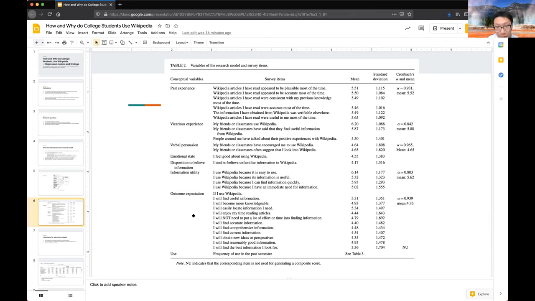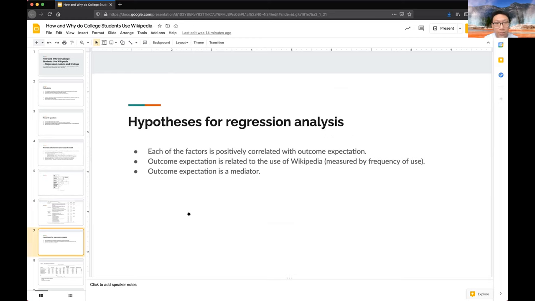And for the outcome expectation, which they thought of as a mediator, they also have a bunch of questions, which they use to measure this concept. And then the use is just the frequency of use of Wikipedia for the student in the past semester. Okay. So the hypothesis of the regression is basically that each of those independent factors is positively related to the outcome expectation. And then they believe that outcome expectation is a mediator, and it is also related to the actual use of Wikipedia.